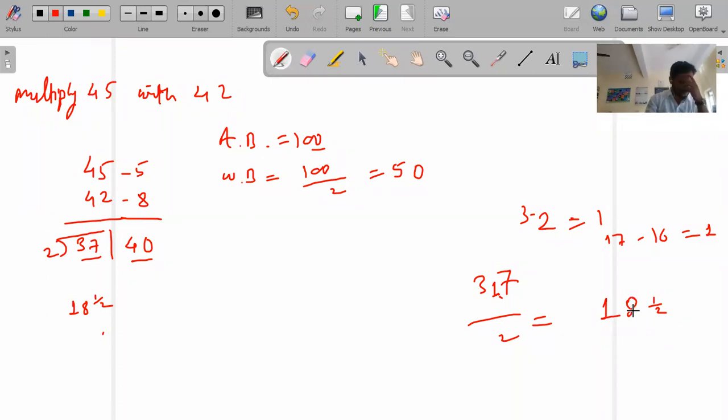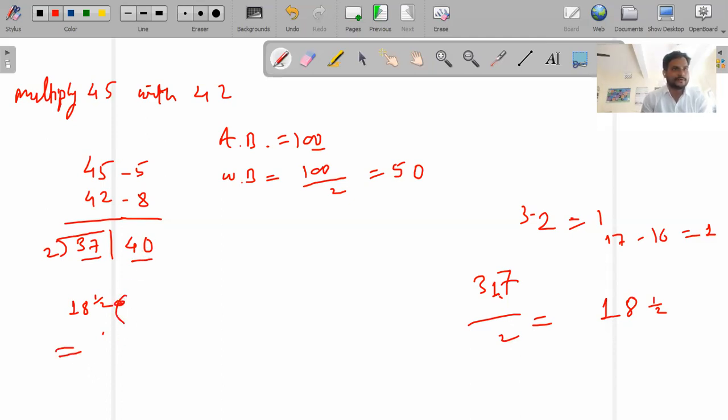Incomplete rational number or something we can call it. Okay, so now what I have to do is divide this 100 by 2 and then add it to the 40 here.